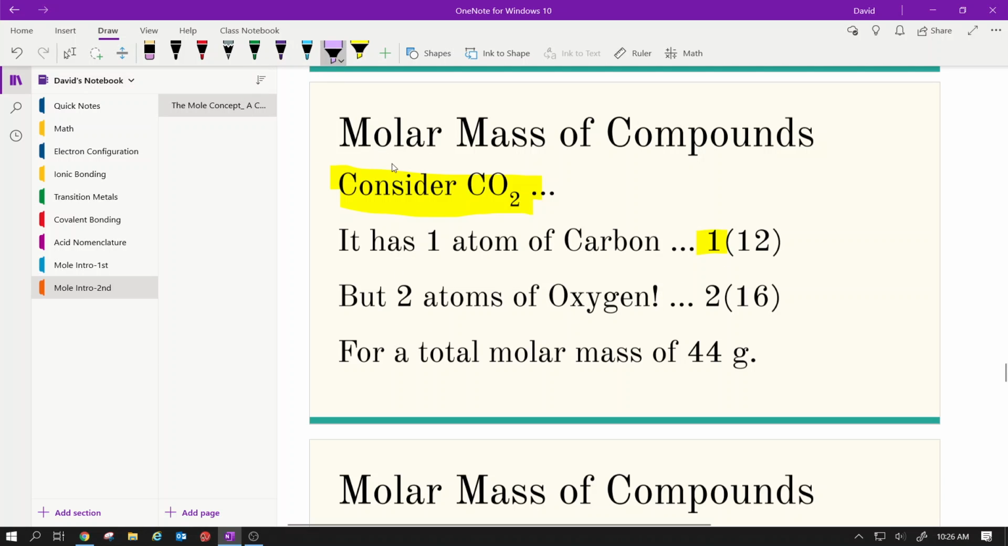And then since we have 2 atoms of oxygen, we're going to multiply its mass by 2. Hey, again, that makes sense, because if you have 2 atoms of oxygen for every 1 atom of carbon, that would mean you would need 2 moles of oxygen for every 1 mole of carbon. And so the total molar mass then will be, let's see, 1 times 12 is 12, 2 times 16 is 32, 12 plus 32 is 44 grams.